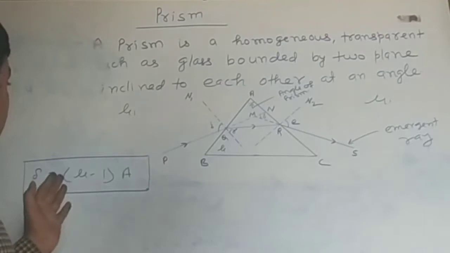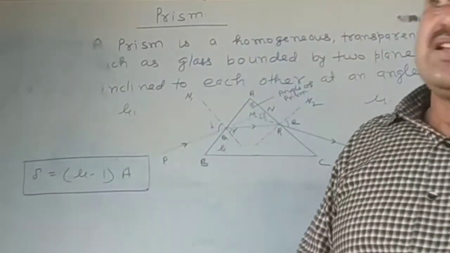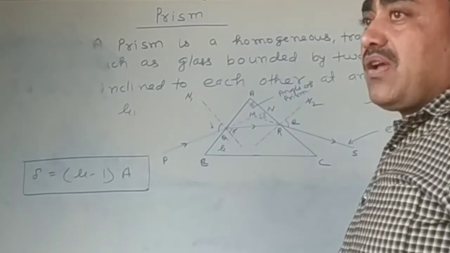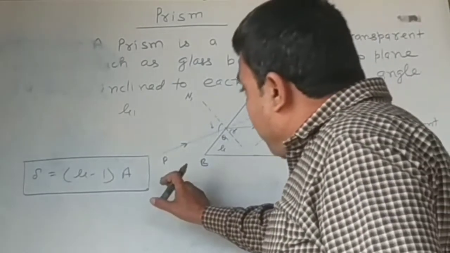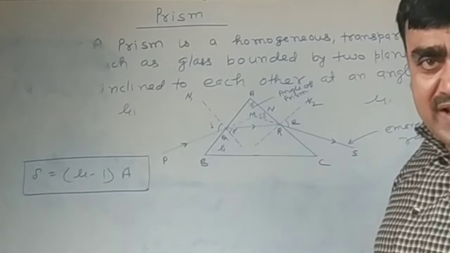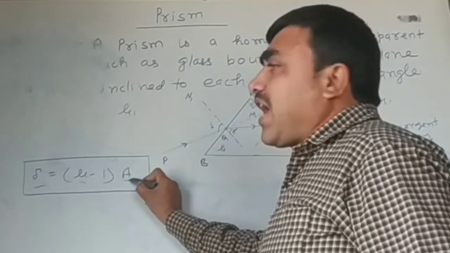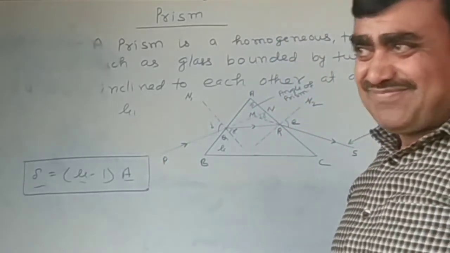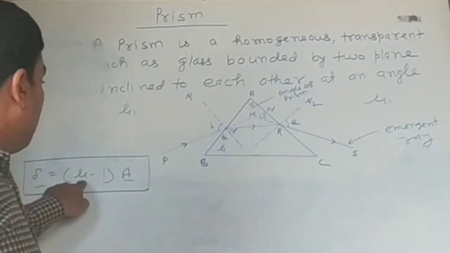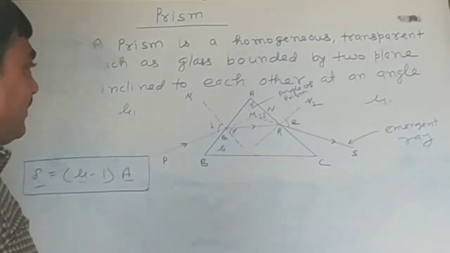In your syllabus, some numericals or HOTS numericals are also based on this formula. Okay, on the basis of this formula you can experimentally find out the angle of deviation or refractive index or angle of prism. Where delta is equal to angle of deviation, mu is equal to refractive index of the prism, A is equal to prism angle.